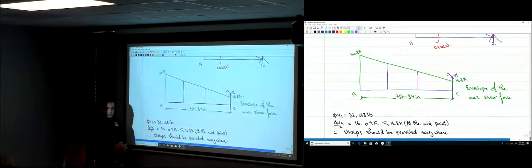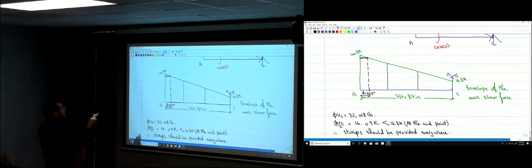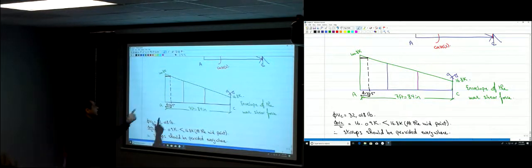100.8. No. Oh, you have to move by distance d from the support. So that's what we should do now. Move at a distance d. How much was d? 22.5 inches. So at that point, how much is the shear? To find the shear here, what's the equation of that line? What's the equation for that green line here?